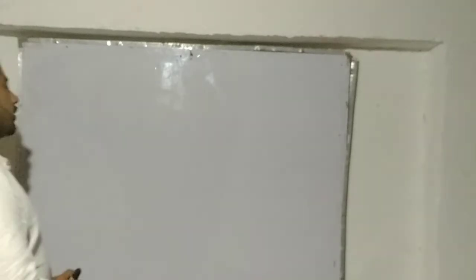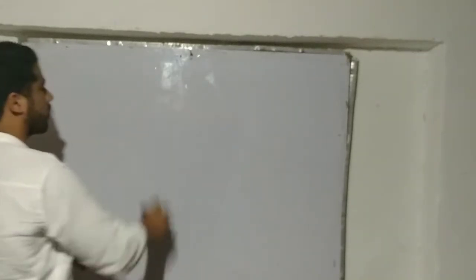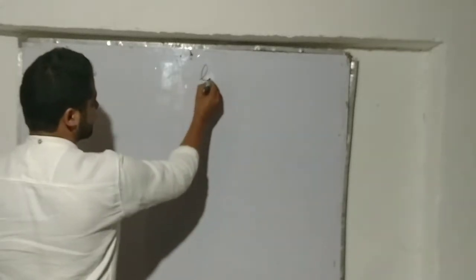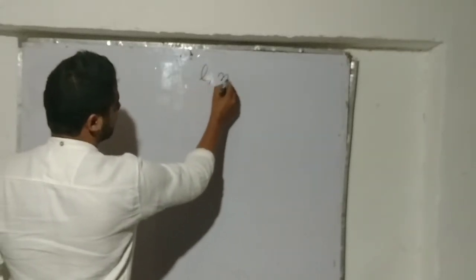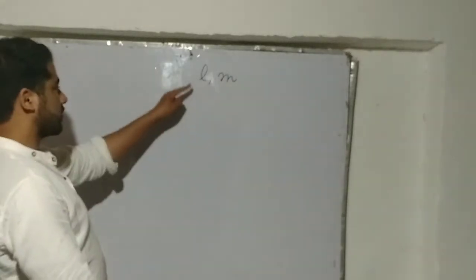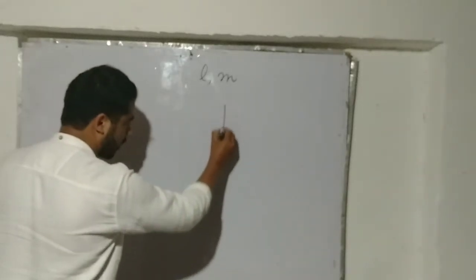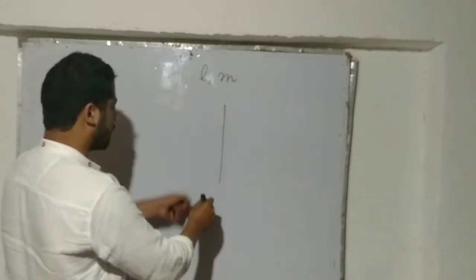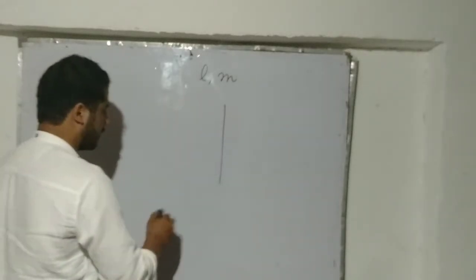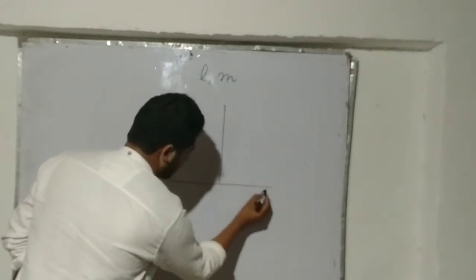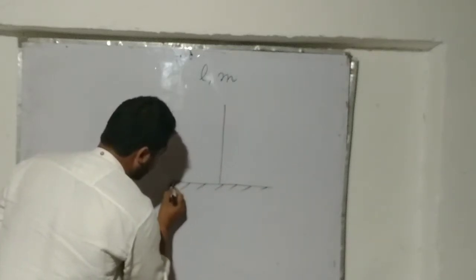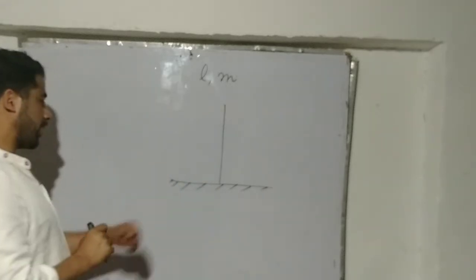If I take the statement of the problem, it tells us there is a rod with length L and mass M, and the rod stands vertically with respect to some horizontal. I'm just talking about the rod here. It is aligned vertically with respect to some horizontal, which means that one end is pivoted with respect to the horizontal.